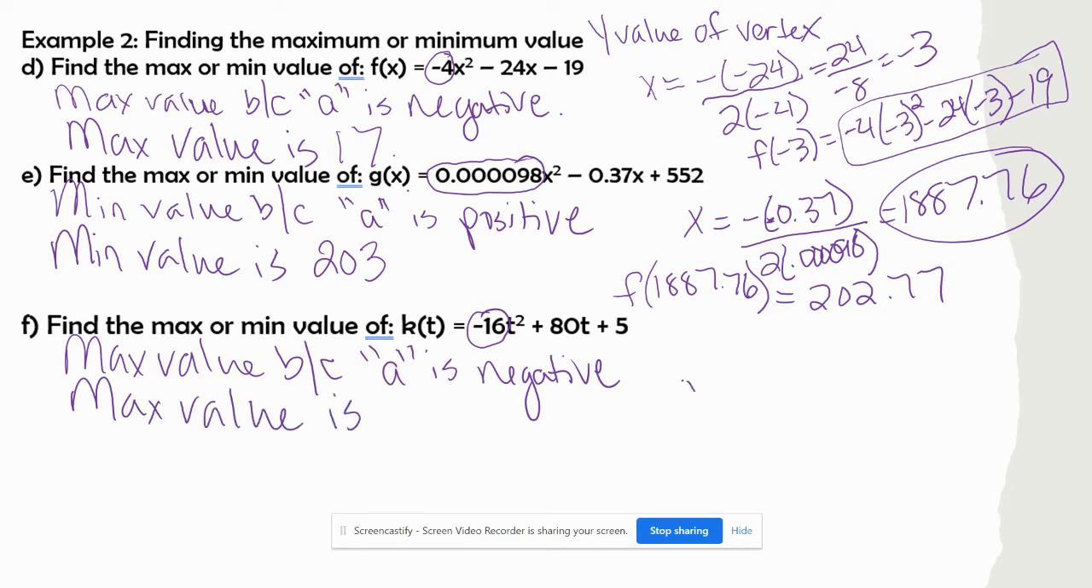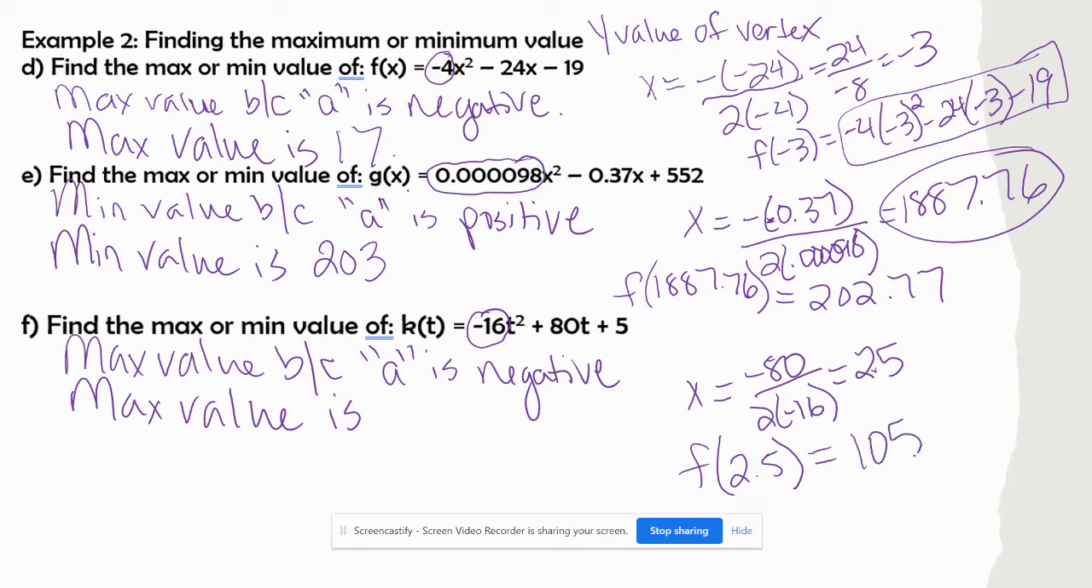To find that max value, we have x is equal to negative b over 2a. And that is going to give us an answer of 2.5. If I plug in 2.5 to our calculator in that equation, I end up with 105 for an answer. So our max value is 105. If you would please go ahead and try the U-Try 4 and 5.